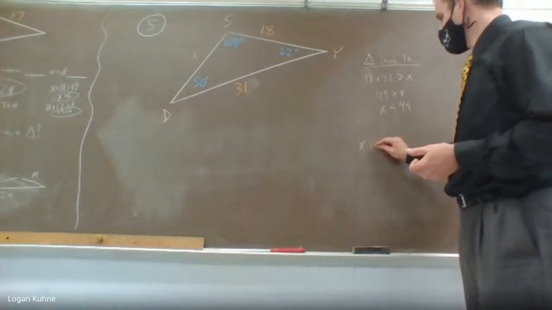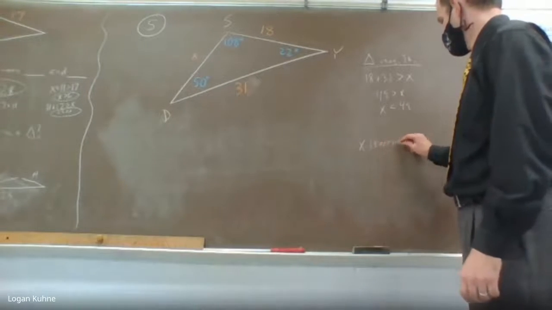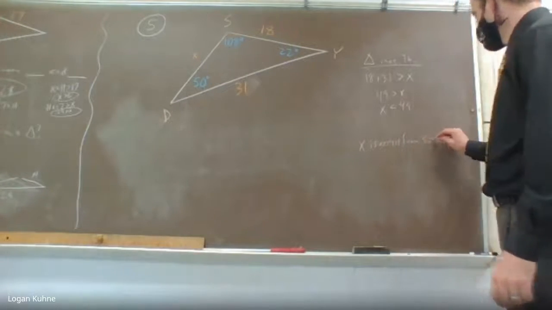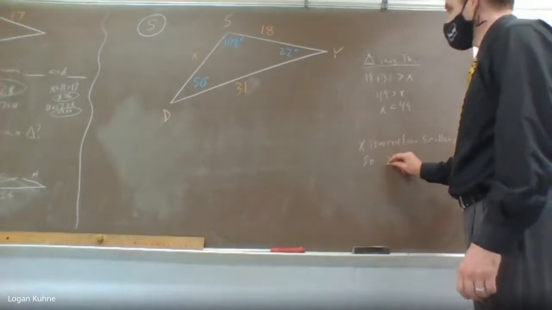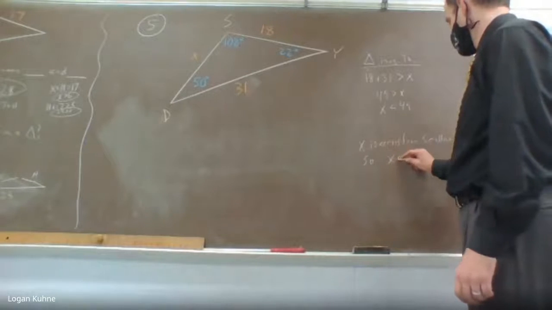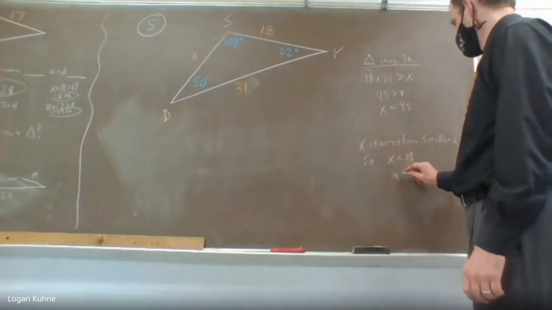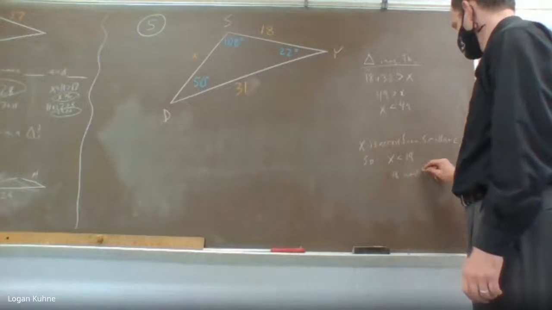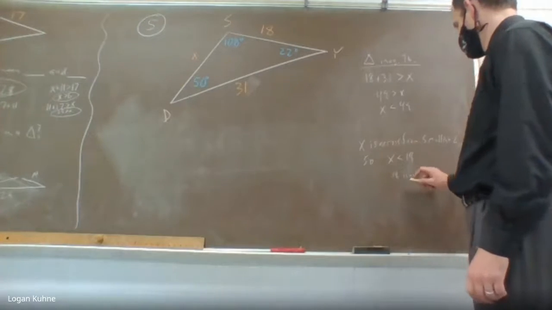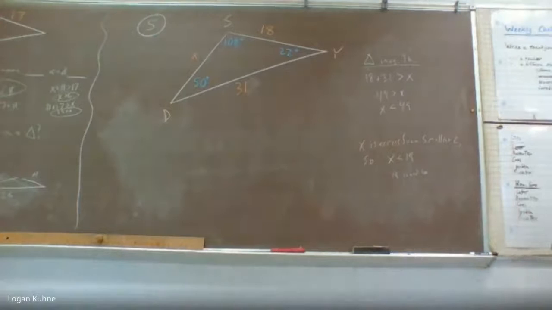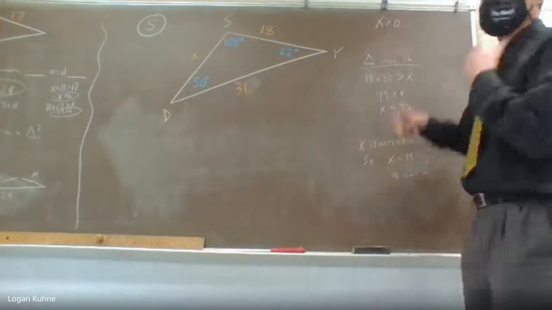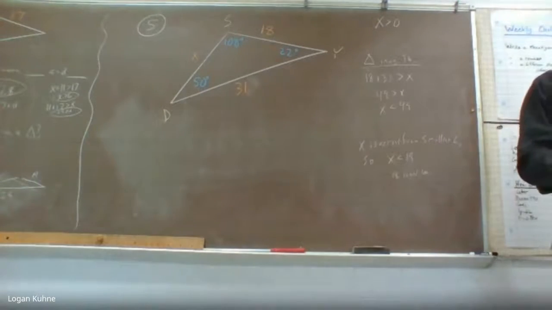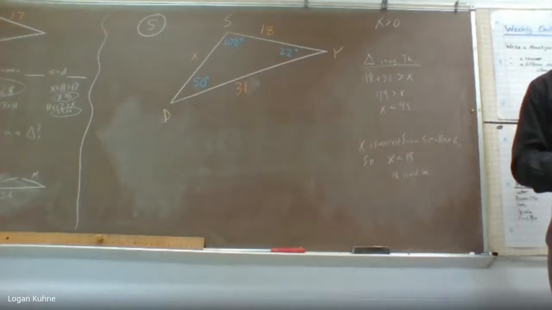Okay, x is across from the smallest angle. So x is less than 18. 18 is the medium side, right? Okay. We also, I gave you this one. We know x has to be bigger than 0, right? We kind of get that one for free. You can't have a side that's 0 on a triangle.